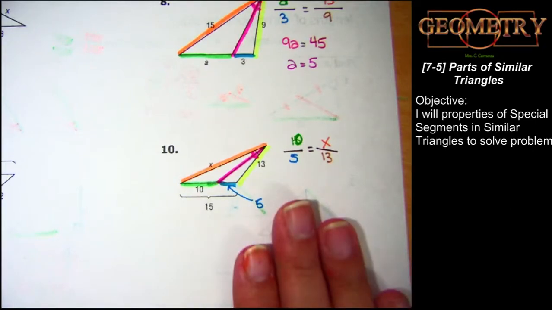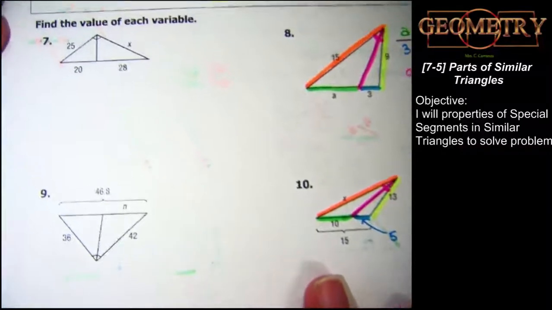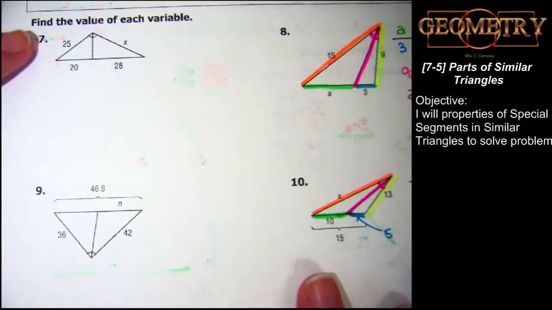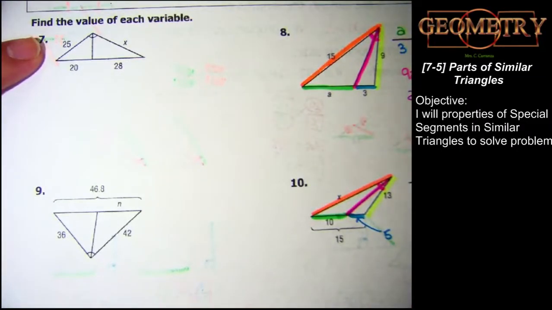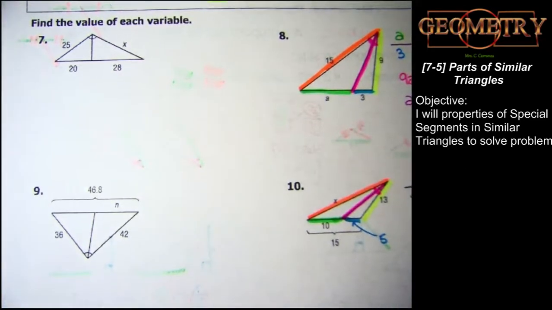Do you need to see the cross multiplication on this? Okay, so just the setup again. All right, let's look at number 7 setup. I'm sorry? I'm not doing the cross multiplication on it. We're just focusing on the setup.